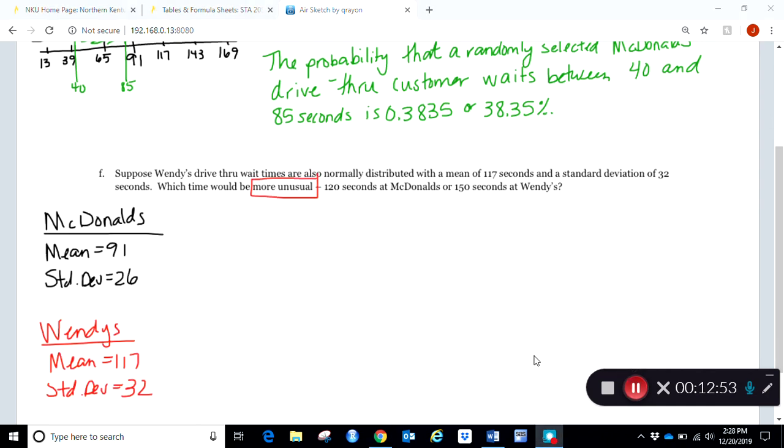And so first, some important information. We already had McDonald's mean and standard deviation from the very beginning of this problem. We're also given some additional information about Wendy's drive-thru wait times, and they have a different mean and standard deviation. Our goal is to figure out which observation is more unusual. So first, as a reminder, what does it mean to be more unusual? Well, in order to be more unusual, we're going to be far from the mean.